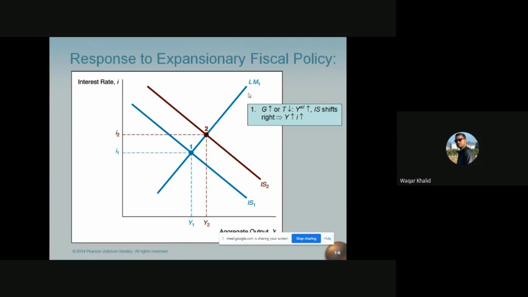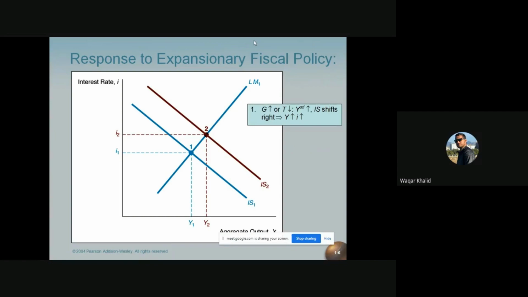For example, if the federal government has increased its expenditures, the IS curve will shift from IS1 to IS2, and the equilibrium point for both the goods market and the money market moves from point 1 to point 2. Now the equilibrium point is at point 2, where we have I2 interest rate and Y2 level of aggregate output.